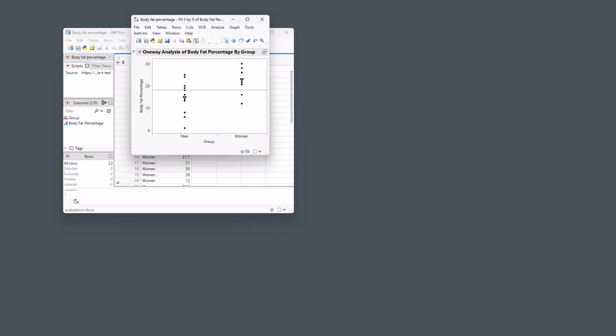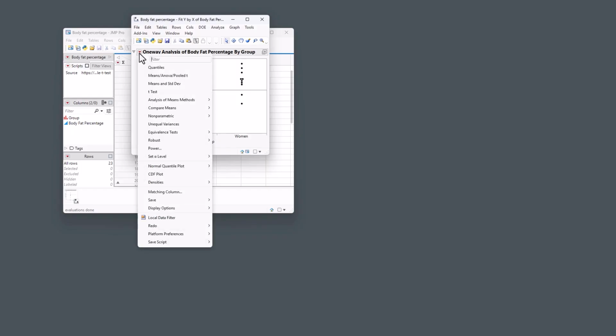The Oneway report shows a graph of body fat percentage by group. Visually, the spread in both groups looks similar. To test the hypothesis, I'll click the red triangle next to Oneway analysis, then select Unequal Variances.